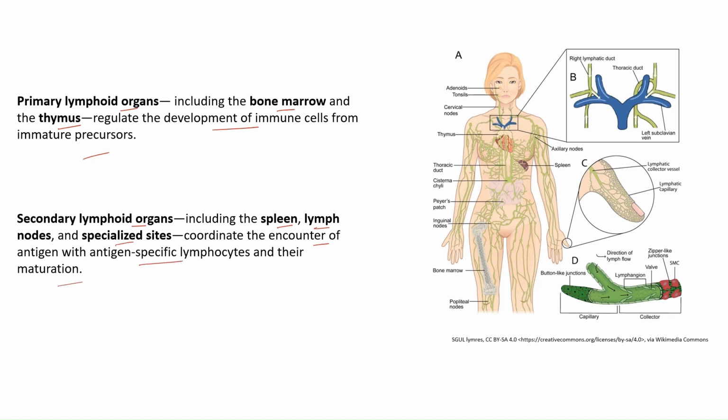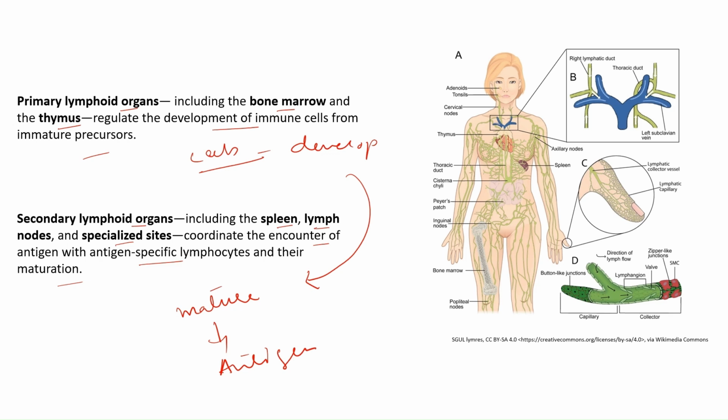That means in the primary lymphoid organs, the cells of our immune system develop, and these cells get mature after interaction with an antigen. And this interaction with the antigen happens in the secondary lymphoid organs. So the primary lymphoid organs are responsible for the development of these immune cells, and the secondary lymphoid organs are responsible for these immune cells to encounter the antigens and hence for their maturation.